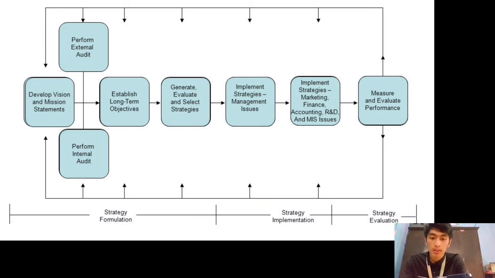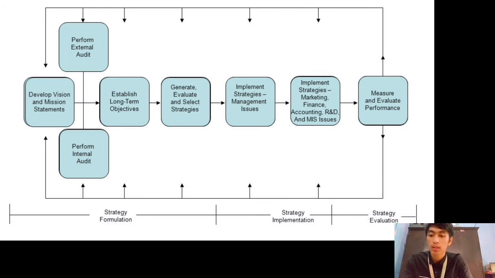The next activity in this stage is implement strategies: marketing, finance, accounting, and MIS issues. The organization implements their strategies in different departments of the organization to see if it can solve problems. For example, in marketing, a good strategy implementation will allow the organization to prioritize their projects and make sure that crucial tasks are finished on time.